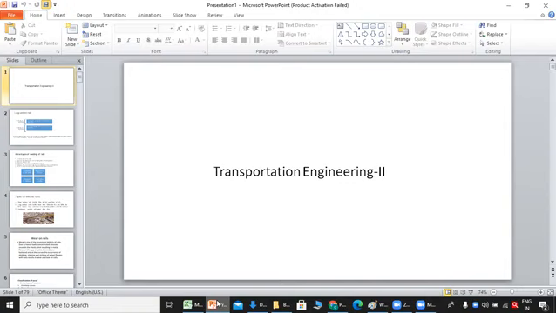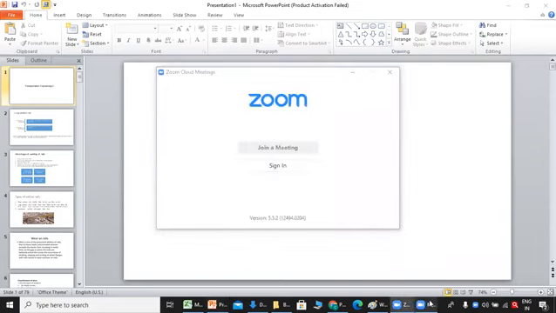So today we will discuss about the creep of rail and welded rail. Creep of rail and welded rail.